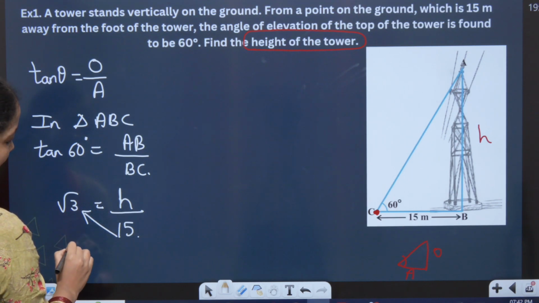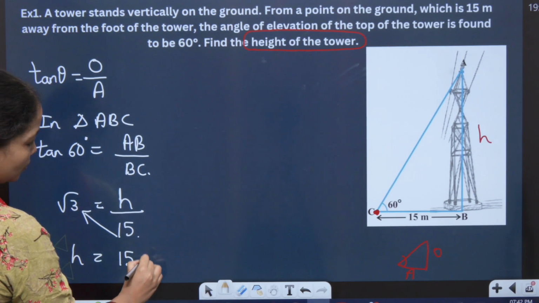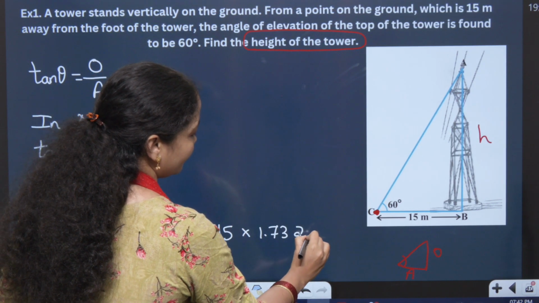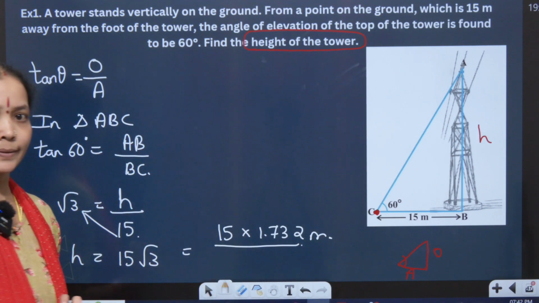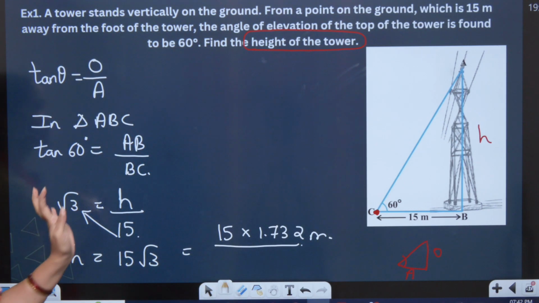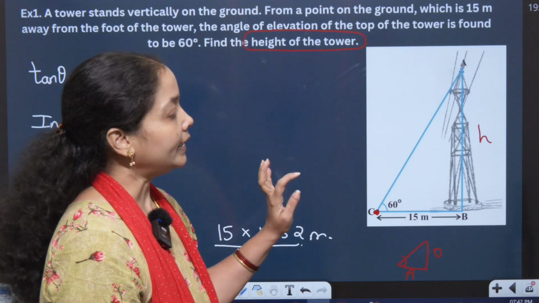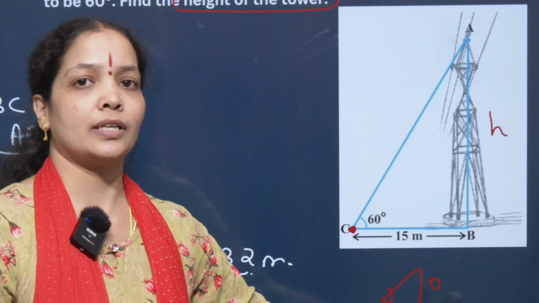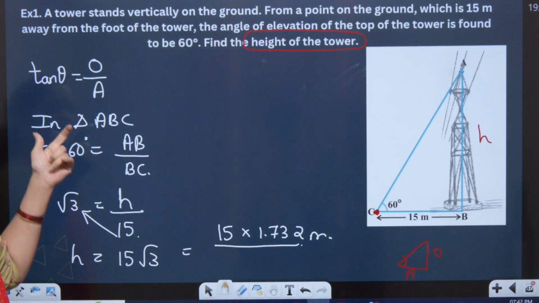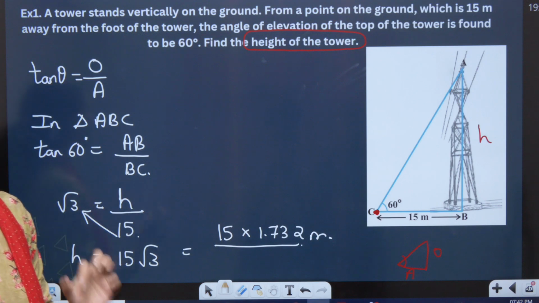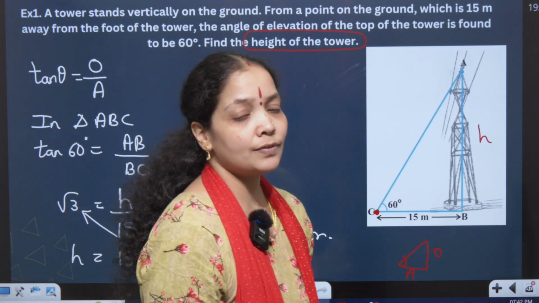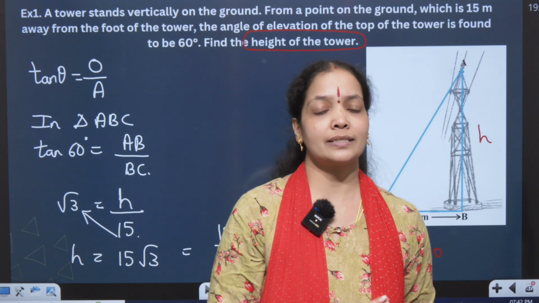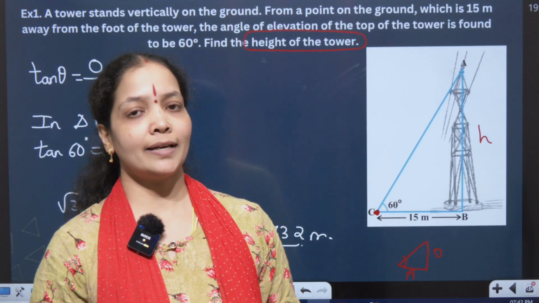So I will cross multiply this, hence h is equal to 15 root 3, which implies 15 into 1.732 meters. That will be our final answer. So what are we doing here? This is a simple example based question in which the tower is given, the angle of elevation is given, and I have to find the height of the tower using a simple angle ratio called tan. The prediction of the angle is the most important thing, as well as interpretation of the question into the diagrammatic manner, is the task involved as specified earlier also.